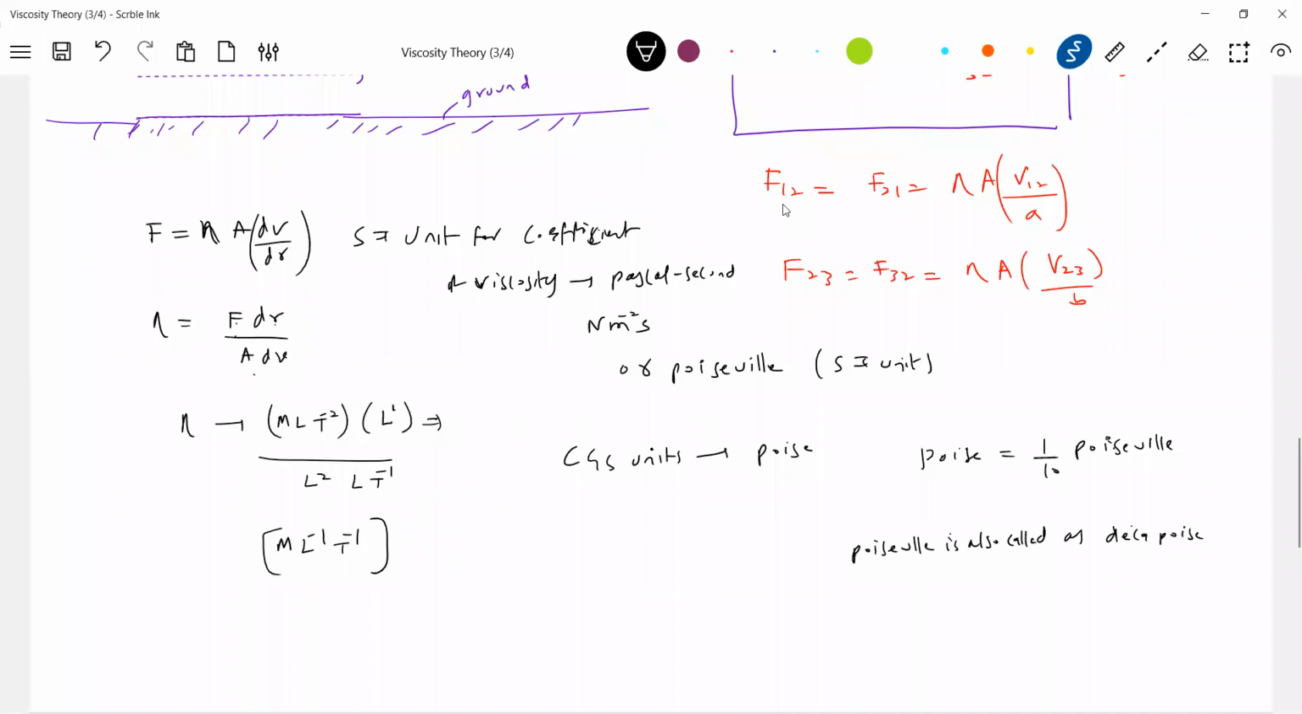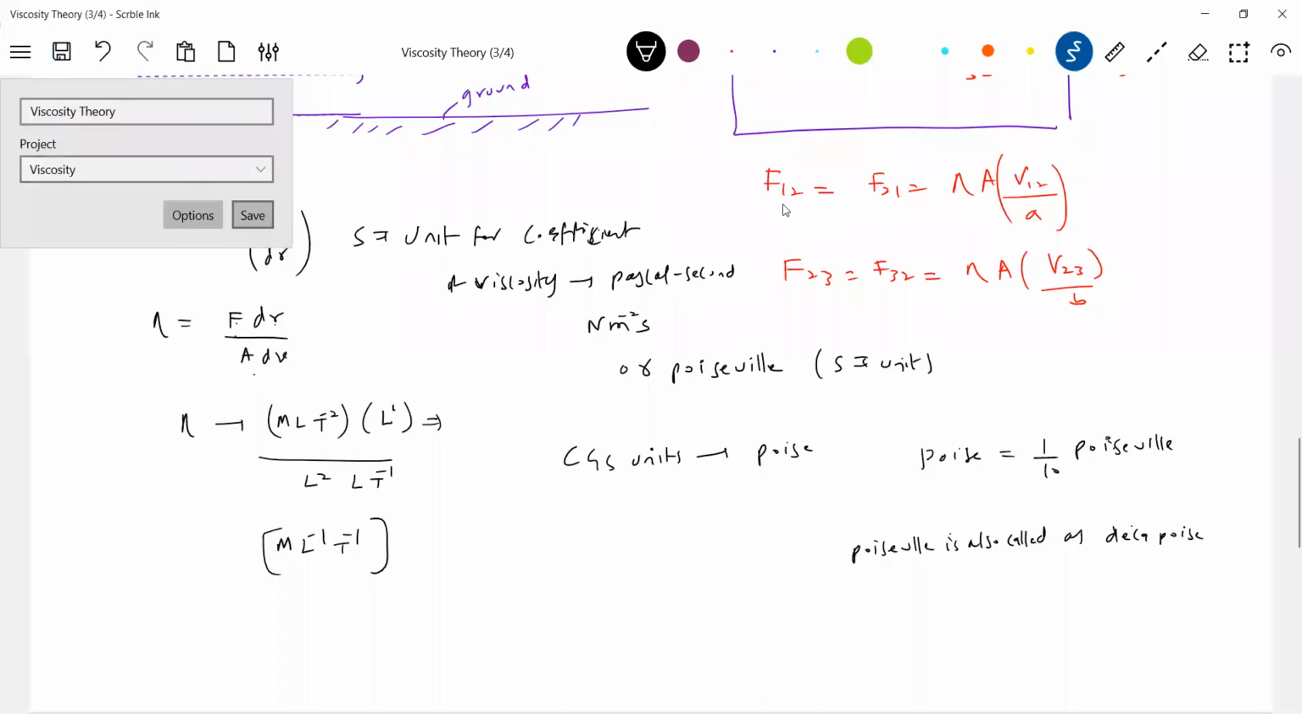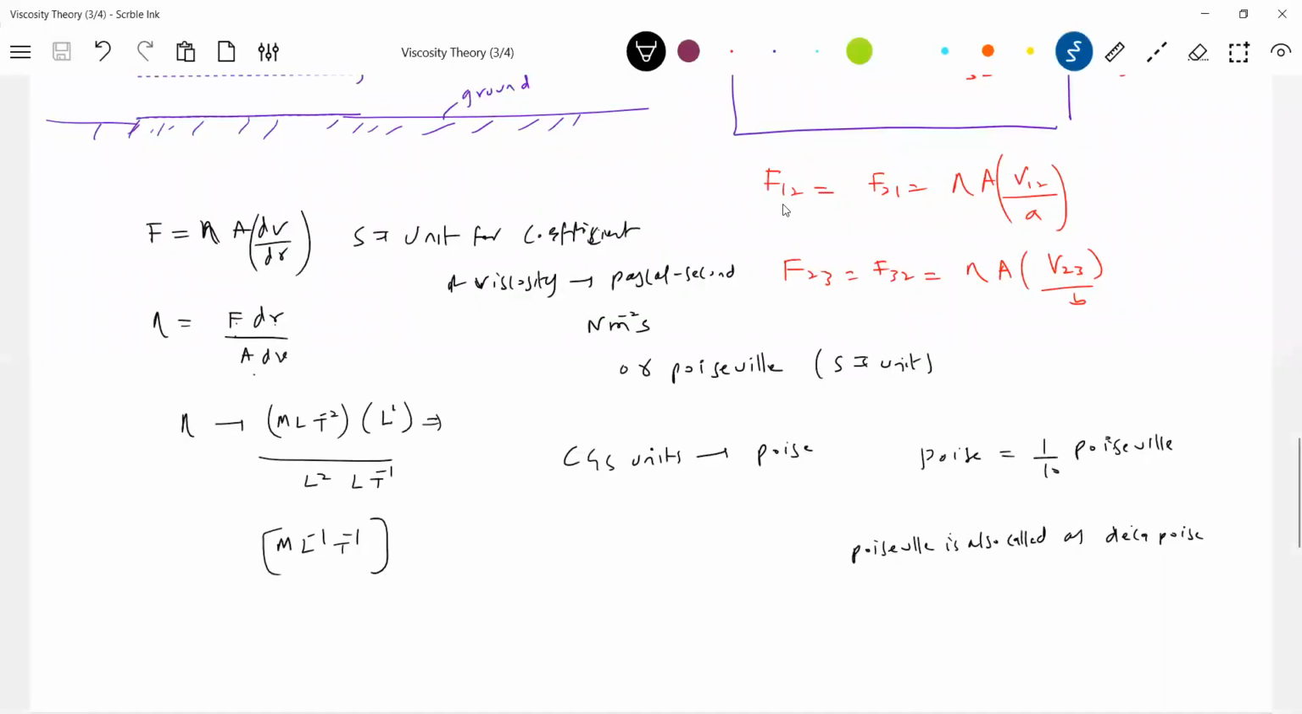Later on in the numericals, we'll get an idea. So these are about the units we can put here. So these are viscous drag. Okay, let's take some small examples. Poiseuille, we don't have any specific symbol for that.